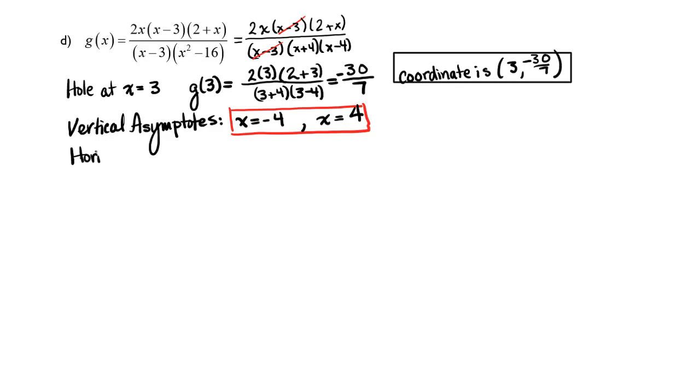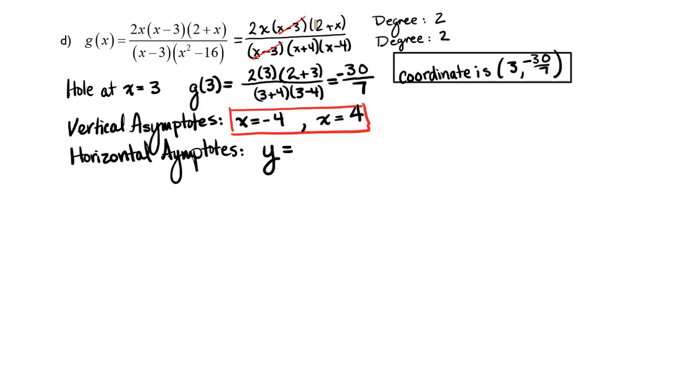Now let's see about horizontal asymptotes. We always look at the degree of the numerator and compare it to the degree of the denominator. The degree of the numerator is 2, and the degree of the denominator is 2, which means that the horizontal asymptote will be at the ratio of the leading coefficients.